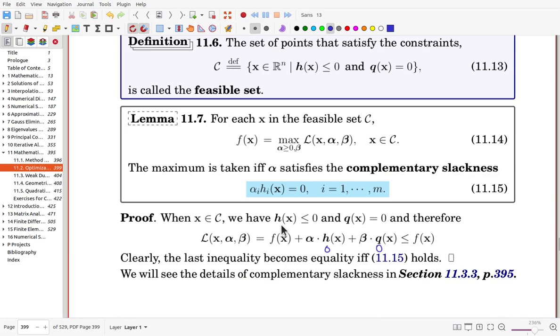So here the main result is that the maximum of the Lagrangian is the same as the original objective function, and at the same time complementary slackness must be satisfied.